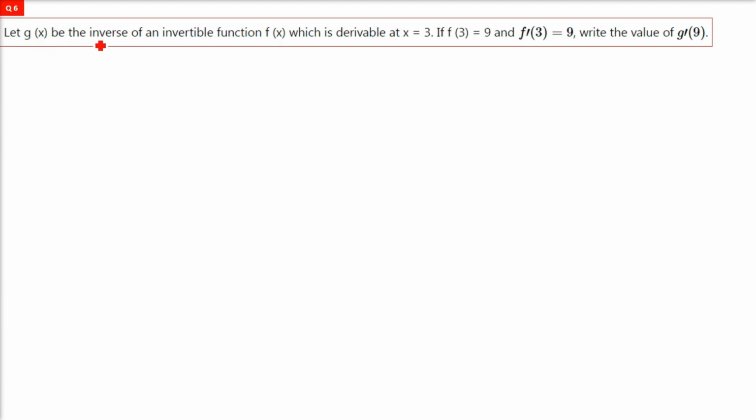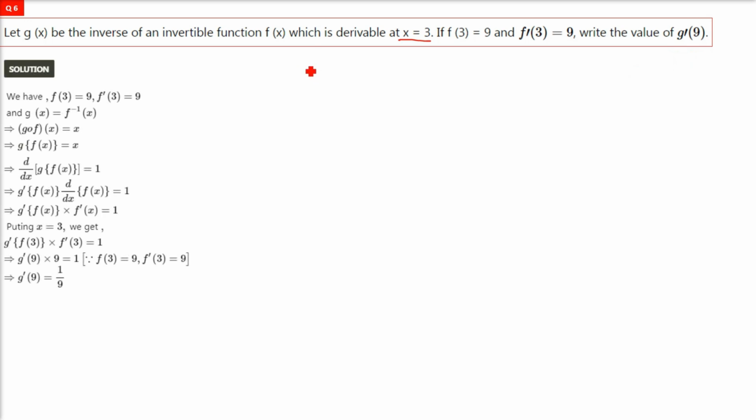Next is, let g x be the inverse of invertible function f x, which is derivable at x equals 3. If f3 is equal to 9 and f dash 3 is equal to 9, write the value of g dash 9. So this function, how to get the function first of all? Because f3 is given as certain value, which is 9 in this case. f dash 3 is also given, which is 9, and we are going to employ it somewhere. We need to find out g dash 9.